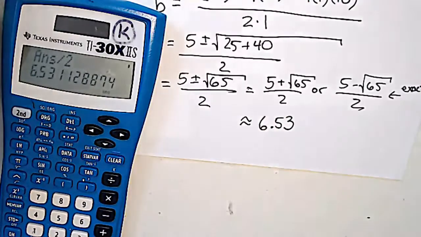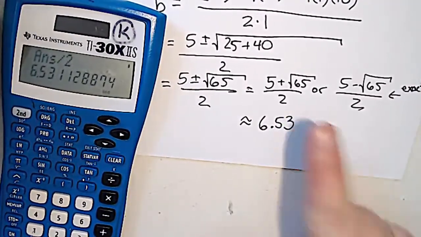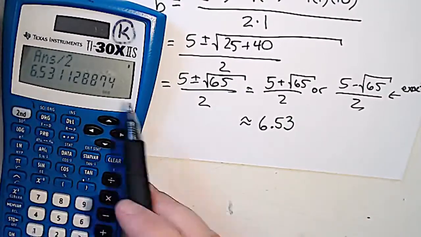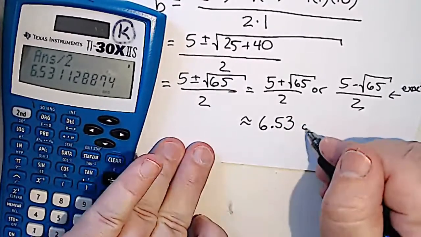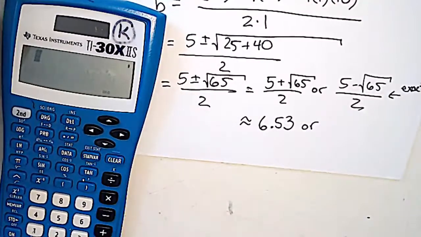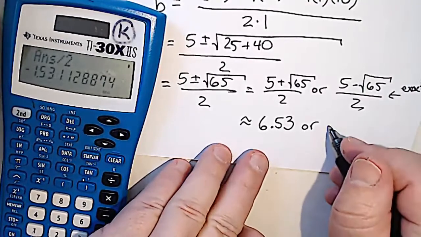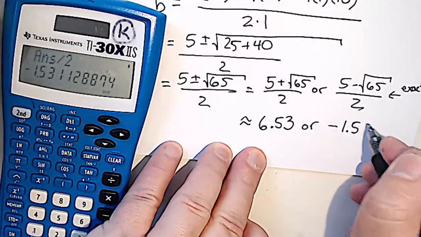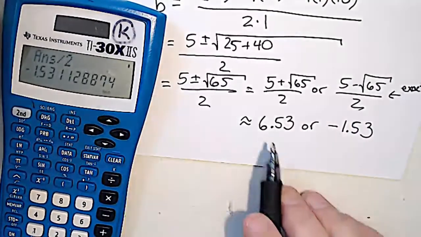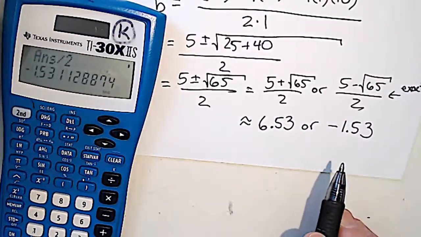Let me round to 2 digits. If it asks for 2 digits, if it asks for 1, then it would just be 6.5. If it asks for more, it would be whatever it would be. Or, okay, the next one is 5 minus radical 65 equals, divide by 2. It's negative 1.53. Remember that they won't always be the same answer, just plus and minus. A lot of times they'll be different.